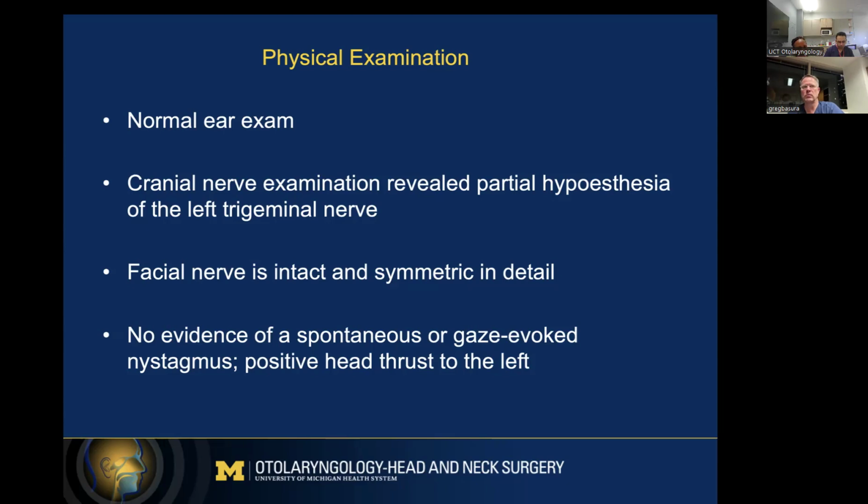Yes. So when we say the head thrust is positive to the left, what does that mean? So it means that when the patient's head is suddenly thrusted to the left, there is a corrective saccade that comes towards that side. But when it turns to the left, the patient is not able to maintain the visual fixation.